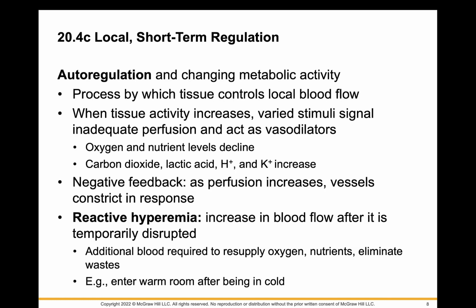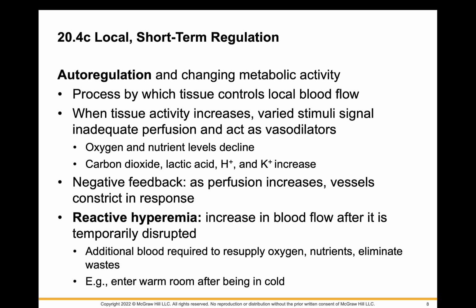Now, one of the things that the body really tries to do is autoregulation during metabolic activity. This is the process by which tissues will actually control blood flow. When the activity level of a tissue increases, there are going to be a number of stimuli and signals that indicate that there is inadequate perfusion and actually act as vasodilators. So if we start to see a decline in oxygen or nutrient levels, this is going to result in vasodilation. If carbon dioxide, lactic acid, hydrogen ion, and potassium levels increase, that will also act as a vasodilator.